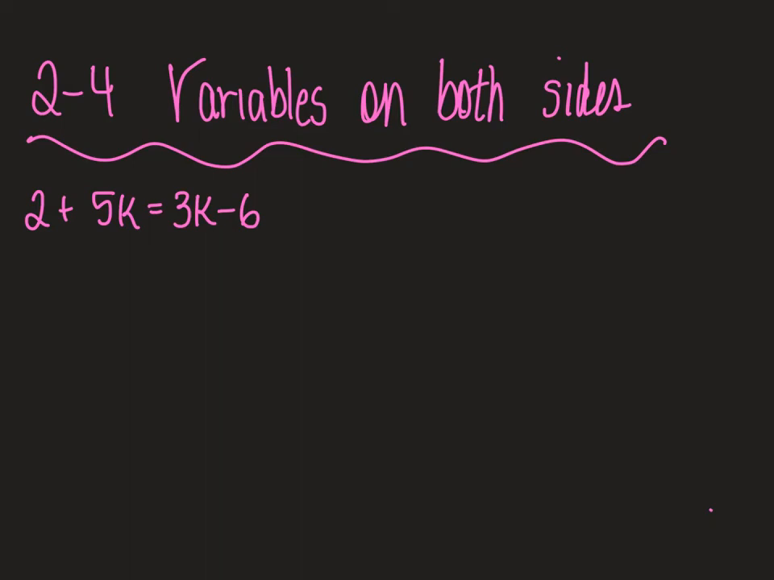Today's lesson is Chapter 2, Lesson 4. We're going to solve equations that have variables on both sides. So, for example, in this equation, I have k's on the left, I have k's on the right. I have whole numbers on the left, I've got whole numbers on the right. We need to get all of the k's on one side and all of the whole numbers on the other side. And it makes no difference if you want to move this k over here or this k over here. You can have the k's on the right, you can have the k's on the left.